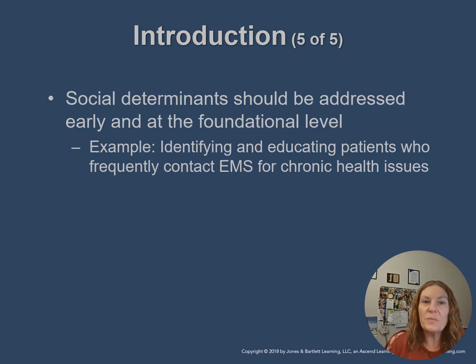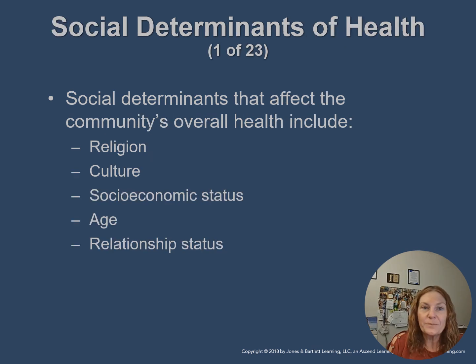Social determinants should be addressed early and at that foundational level. Think about patients we frequently see with chronic health issues. Rather than repeatedly transporting them to the ER, we can step back, identify what's contributing to their condition, and then educate them. In WNC, we know patients with uncontrolled diabetes or COPD often cycle through EMS calls. By addressing diet, home safety, or access to medication early, we can help break that cycle and improve outcomes.